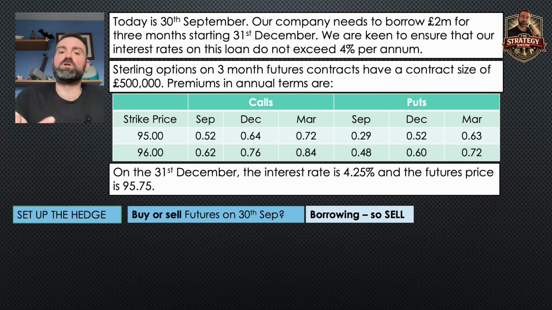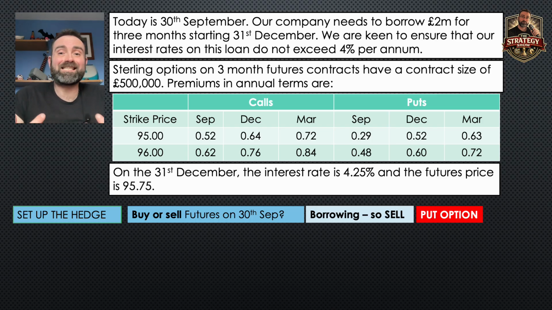Now, when we're looking at options, we need to decide what type of option this relates to. And there's just a bit of extra terminology to remember for that. An option to sell futures is what we call a put option. If we wanted the option to buy futures today, it will be a call option. So in this case, because we're borrowing on the 30th of September, we need to sell futures today to get it started, which gives us the option to sell futures, which is a put option.